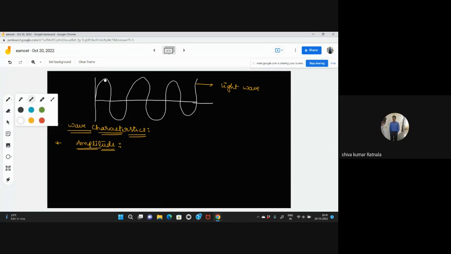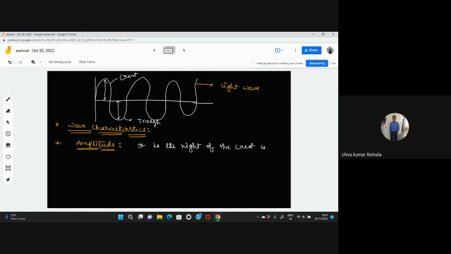Amplitude means what? This is height, or this is depth. This is known as a crest, and this is known as a trough. So amplitude means the height of the crest, or the depth of the trough.